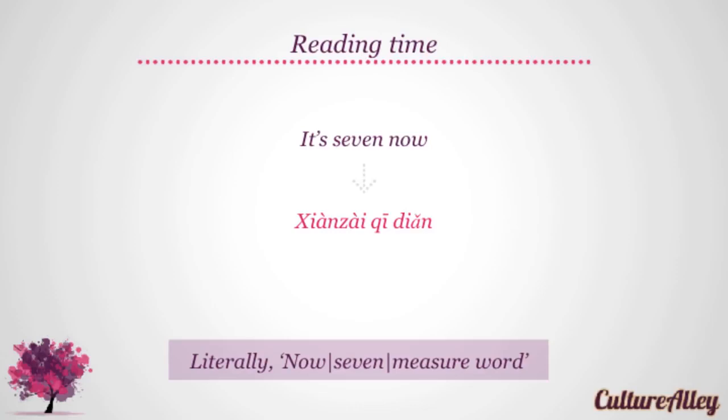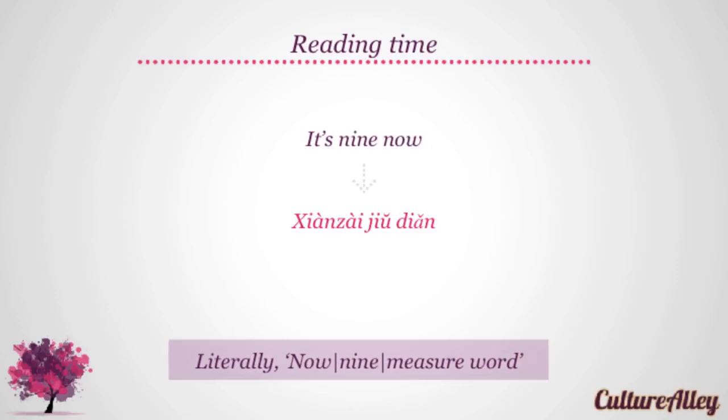So the literal meaning becomes now 7 measure word. Next, we have the phrase it's 9 now. It's 9 now is translated as 现在9点. Literally, it translates to now 9 measure word. Similarly, it's 8 now will become 现在8点. Literally becoming now, time, measure word.